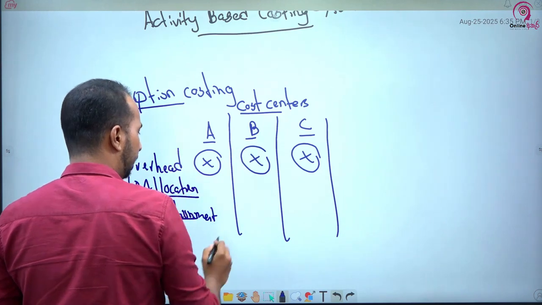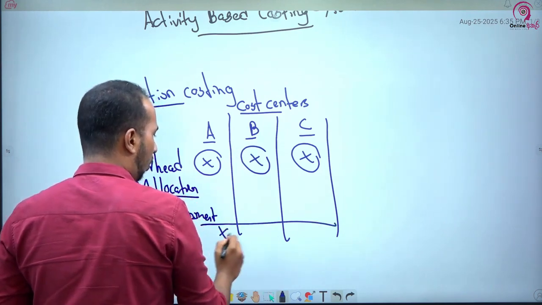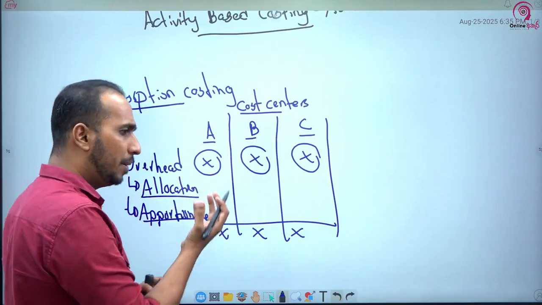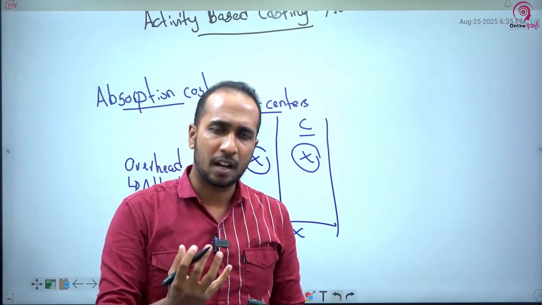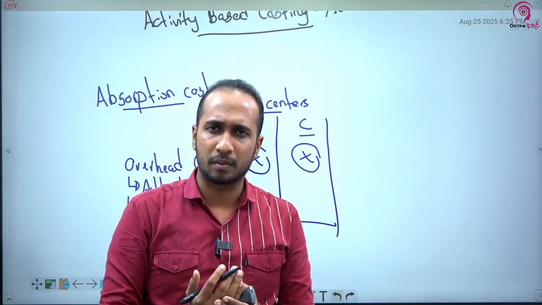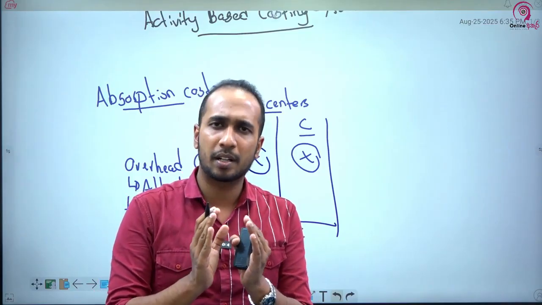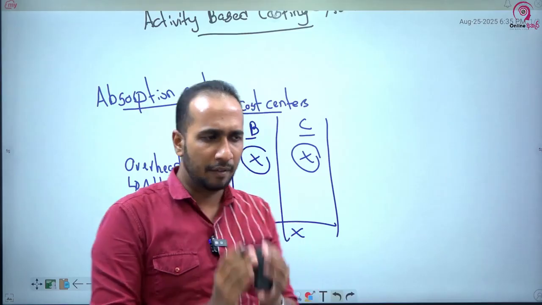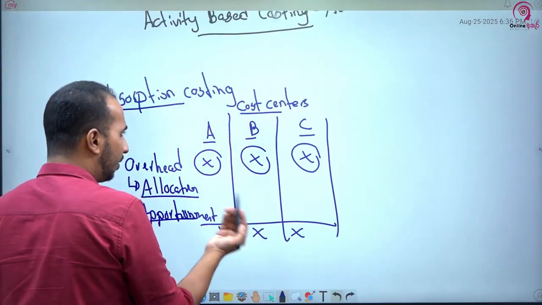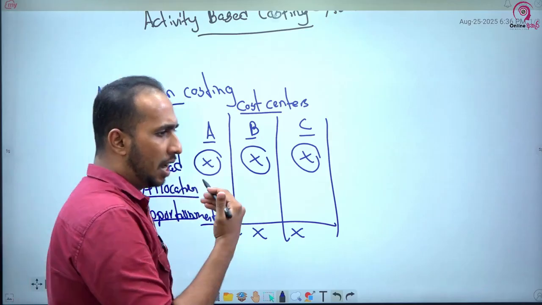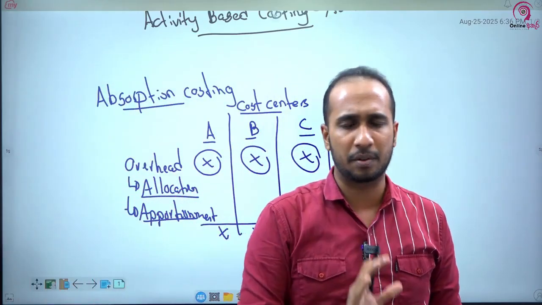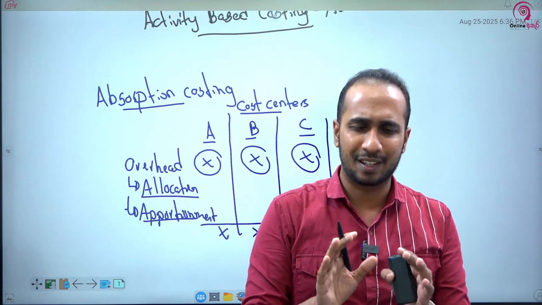And then what are we doing? We are taking the total of each cost center, and then we are absorbing these costs to products based on a selected absorption basis. Through that absorption basis, you absorb the cost to your products. That is what happened in absorption costing. I hope you can remember. I am not going to discuss this thoroughly.